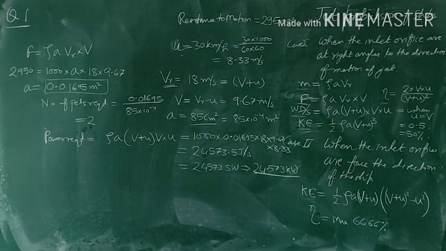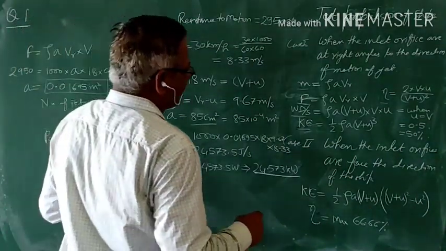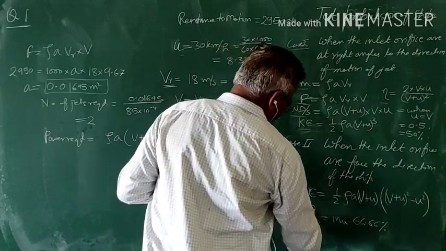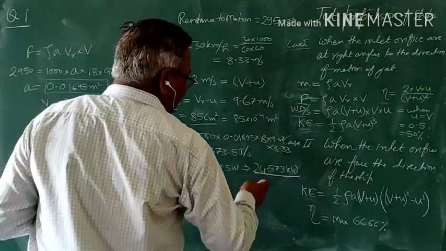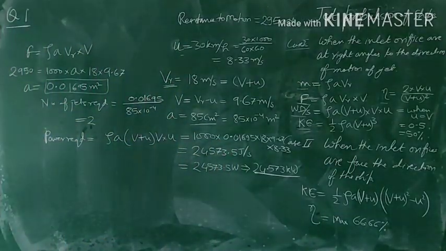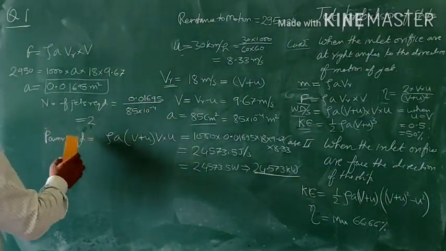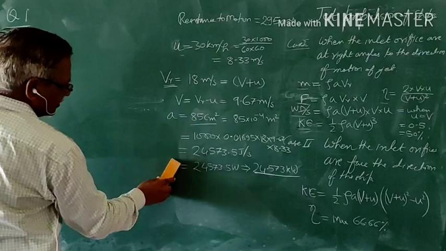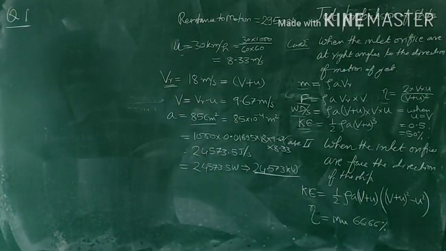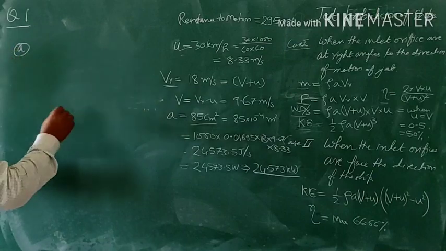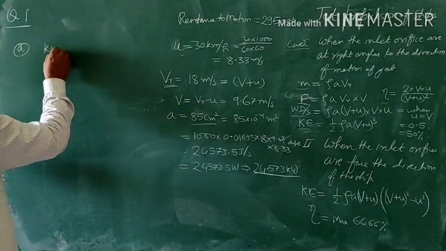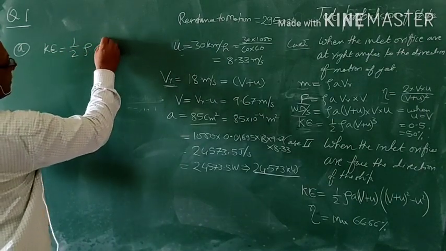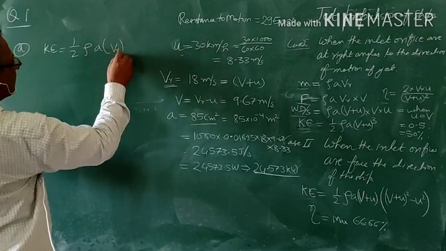Now we have to find out the efficiency. The efficiency in case 1 and efficiency in case 2 are different, so we will solve them separately. We know that the power required is this much. So we will utilize this equation again. So efficiency in case 1 is based on the kinetic energy supplied. First we will find out the kinetic energy supplied, which is equal to 1 by 2 rho A V plus U, that is VR, cube.